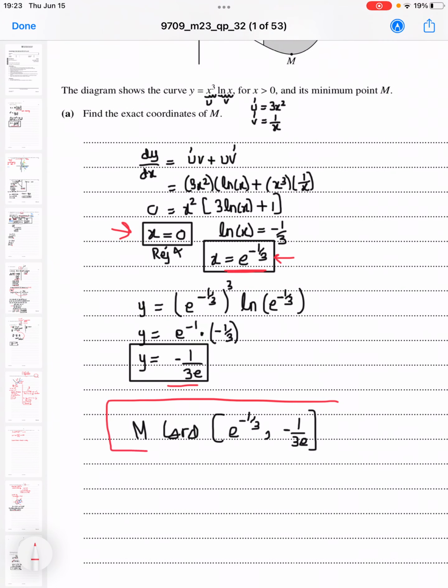So question number 9 says that it is given that the differential equation dy by dx equals e raised to the power 3y sine square 2x. It is given that y is equal to 0 when x equals 0. Solve the differential equation and find the value of y when x equals a half.